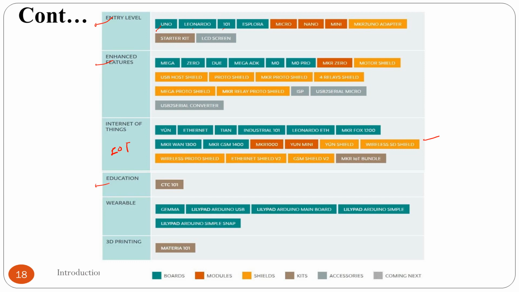Arduino Uno, as an entry level board, is the basic board that you can use for starting with microcontroller or embedded system related things. It is a very simple board that you can start with, which students can use.